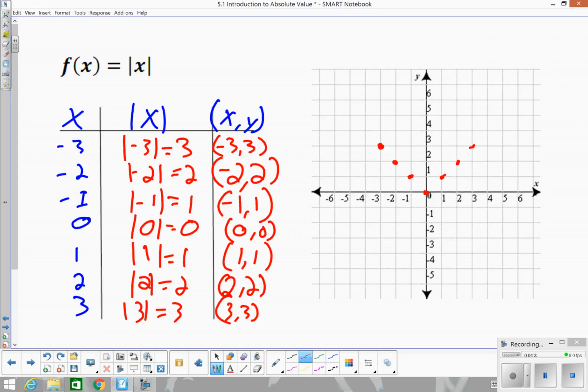So you can kind of see that this graph has a V shape. It has a V shape, like such. And all of my absolute value graphs are going to be some shape of a V, whether it's a wide V, an upside down V, narrow. And that's kind of what we're going to get into in the next section.